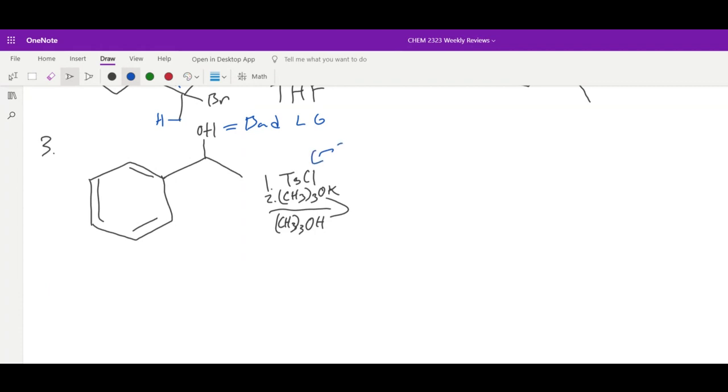This thing is called tosyl. I think this is how we spell it. Tosyl chloride. Tosyl chloride attaches onto the hydrogen, where the H and the chlorine leave as hydrochloric acid as a byproduct, and tosyl attaches onto oxygen. So this is your intermediate step.